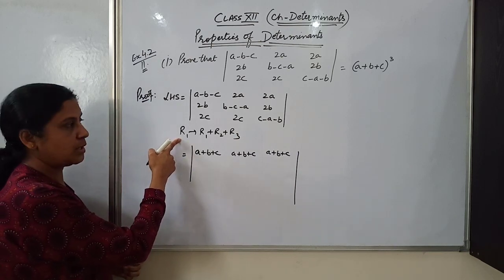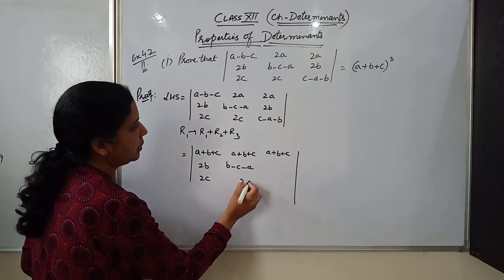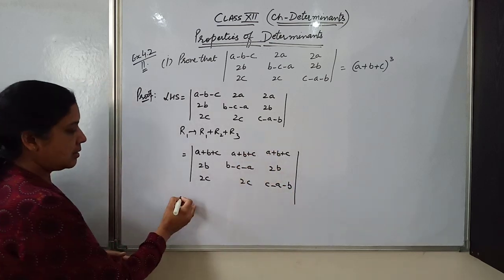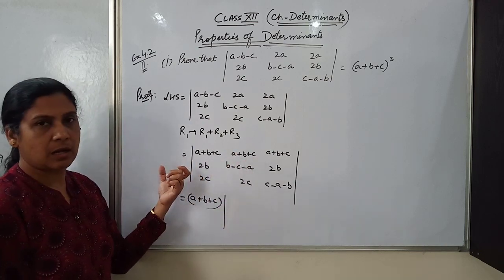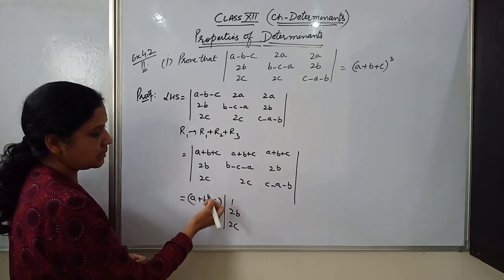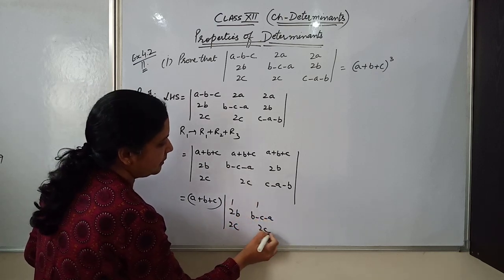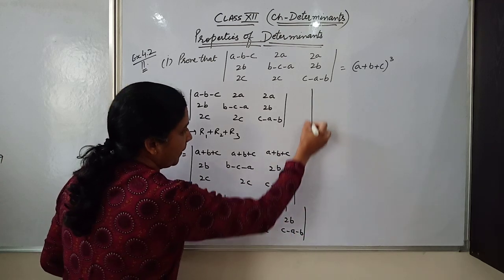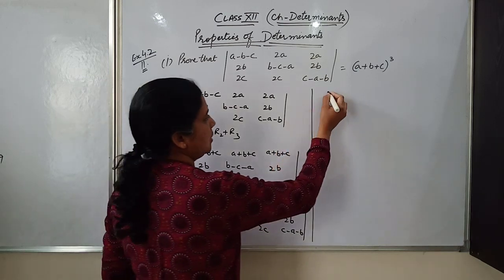Only R1 is to be transformed, so no change in R2 or R3. These have to be written down as such. Properties of determinant tell us that we can take any common factor out from any of the rows or any of the columns. So I have taken a plus b plus c common from R1 and the remaining entries as such. 1, 1, 1 is ready. So we'll start making zeros.